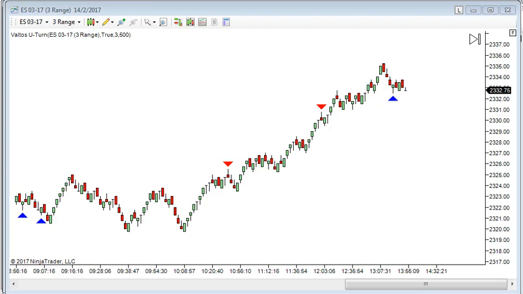Just give me one sec. I thought I had a DAX chart. I'm just trying to find it. Where are you?